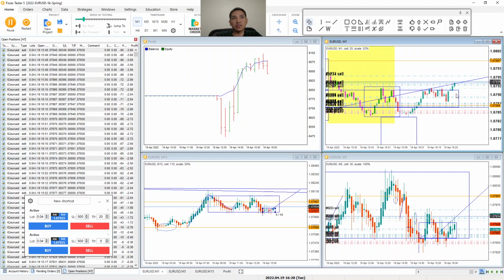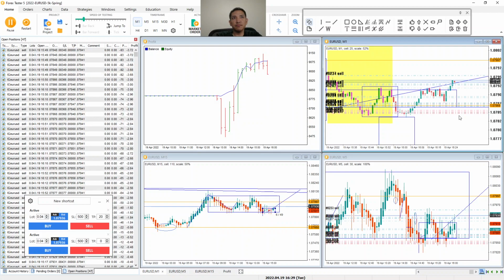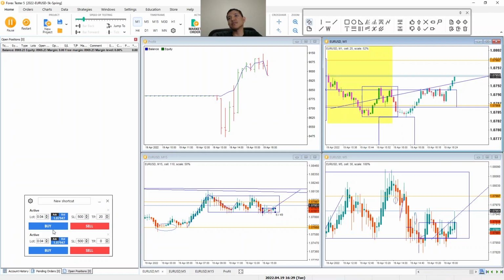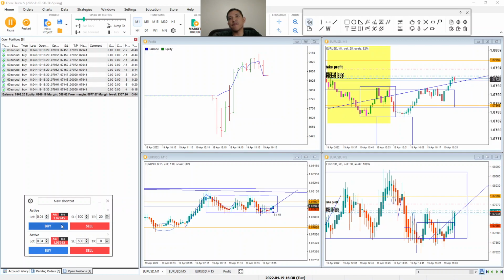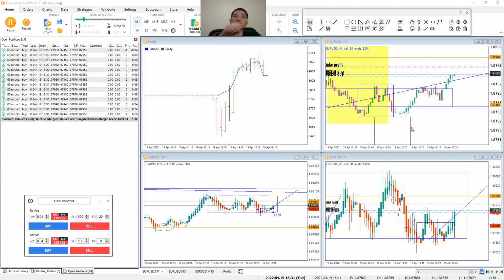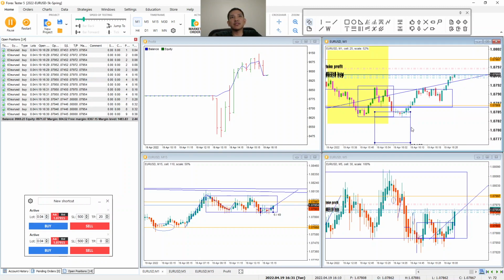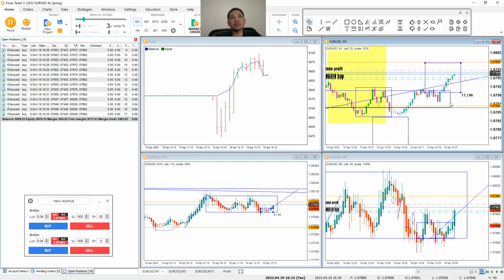But doesn't look like it. So again, exit here, and then flip the buys. Should pull back some a little bit like that. So yeah, I took a small loss, but I didn't break down like I thought it would.